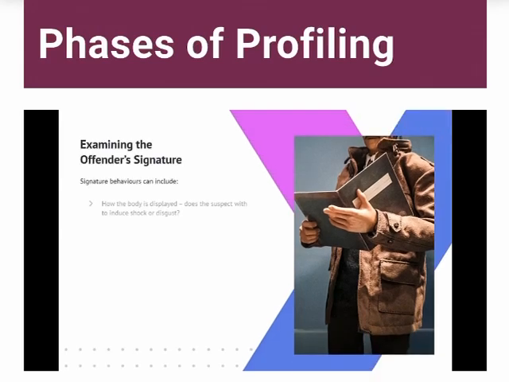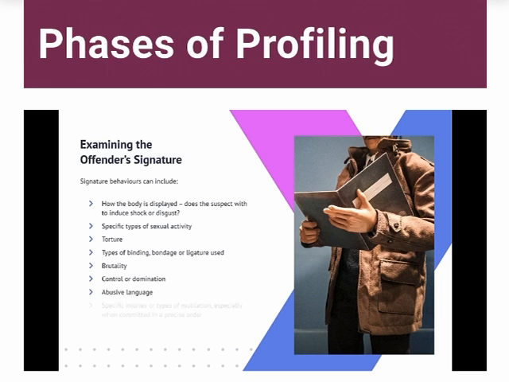Signature behaviors can include how the body is displayed. Does the suspect wish to induce shock or disgust? Specific types of sexual activity. Torture. Types of binding, bondage or ligature used. Brutality. Control or domination. Abusive language. Specific injuries or types of mutilation, especially when committed in a precise order.